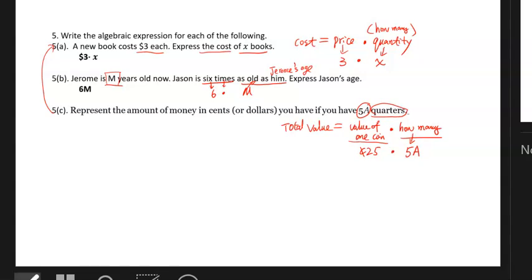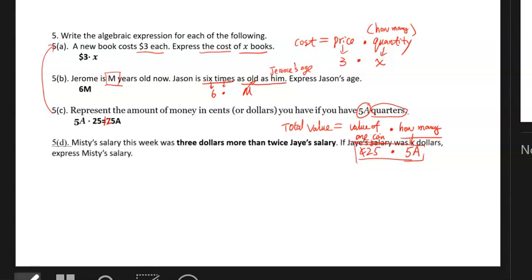So we still follow the formula. We take the value of one coin, which is 25 cents, times how many quarters we have, and so 25 times 5A. If you want to go ahead and multiply 25 and 5 to get 125, you can, or you can leave it. Just leave it as 25 times 5A.